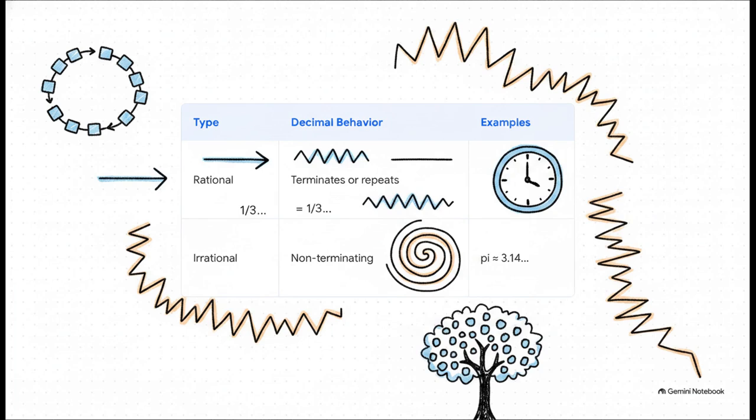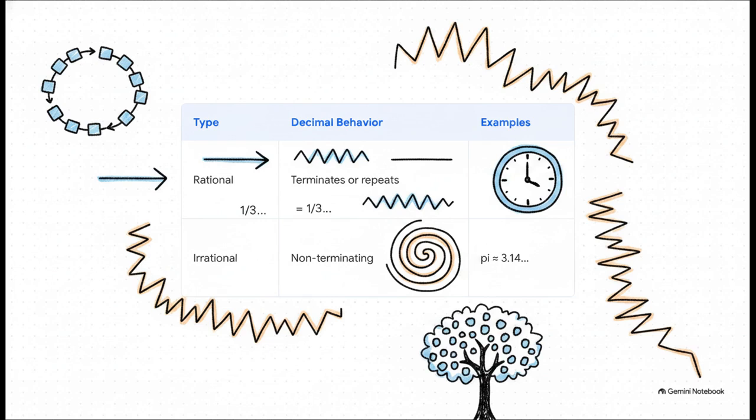Rational numbers neatly terminate or they repeat. For example, 1/2 is exactly 0.5. Boom, it stops right there. Or, if you take 1/3, you get 0.333 repeating infinitely. Sure, but in a very predictable, orderly pattern.